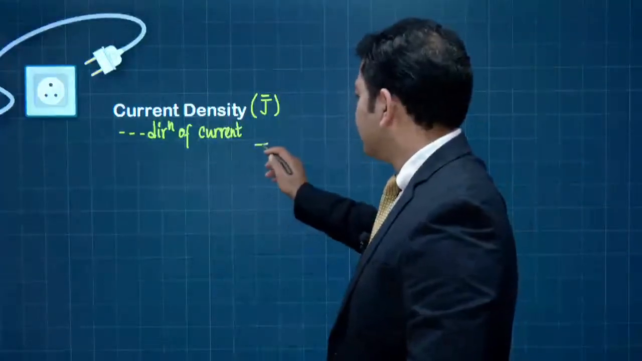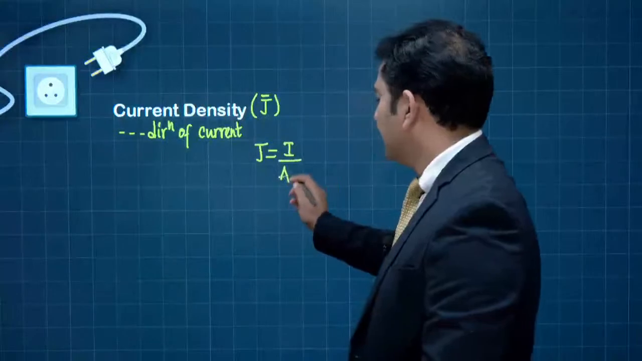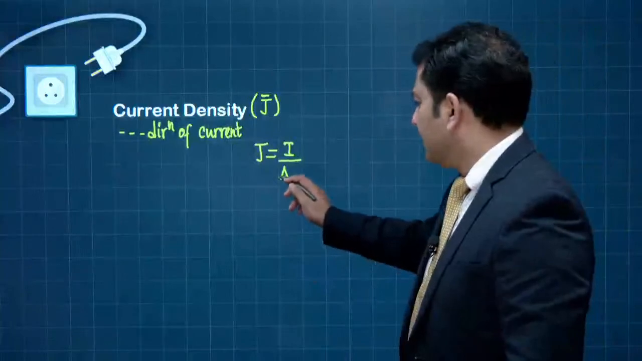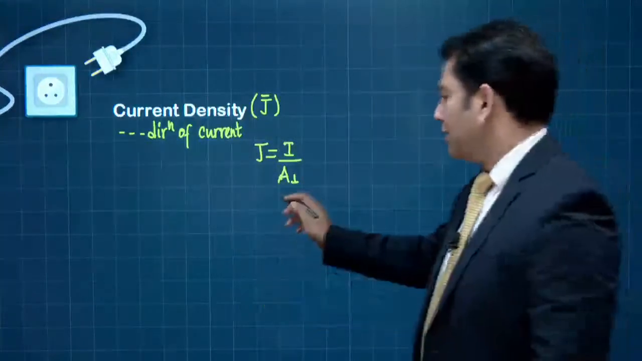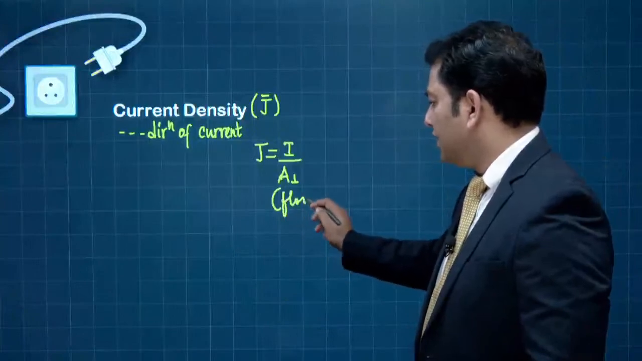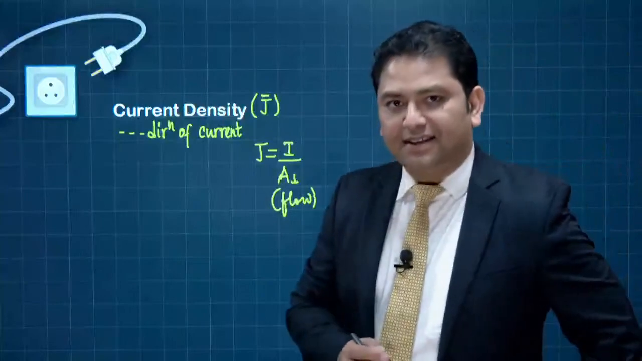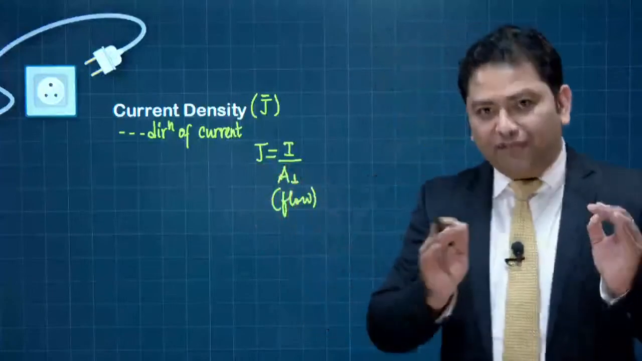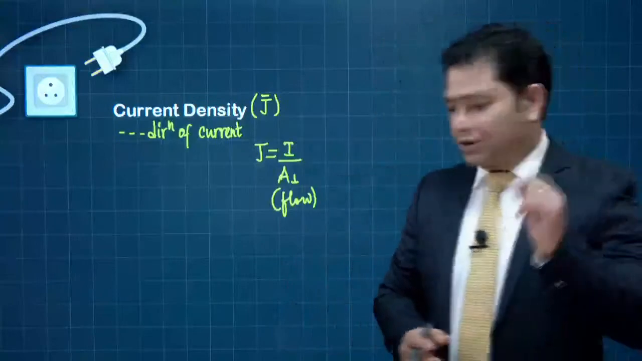Basically, the current density, the magnitude, is defined as I divided by A. Now, this A is a very, very specific area. It is the area which is perpendicular. But perpendicular to what? Of course, perpendicular to the flow. That is how we define current density. For any conductor, you have to think of an area which is perpendicular to the direction of current flow. I'll show it with the help of an example.